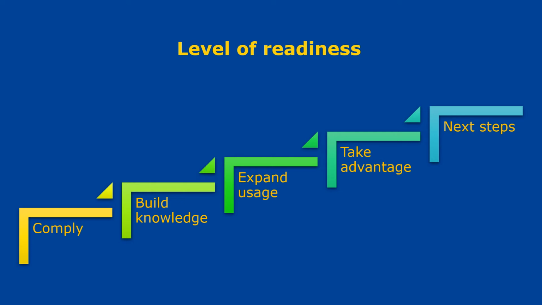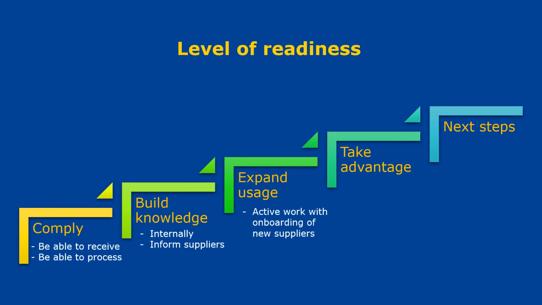And what we see now on the screen is, you can say, these different levels of readiness, starting with just being able to comply, which is necessary for all the public entities to receive and to process. But then if you want to really take advantage of electronic invoices, you have to start building knowledge, both internally with your staff, and also to work with informing your suppliers. Then active work with onboarding of new suppliers needs to be prioritized, and you need to spend resources on this task.